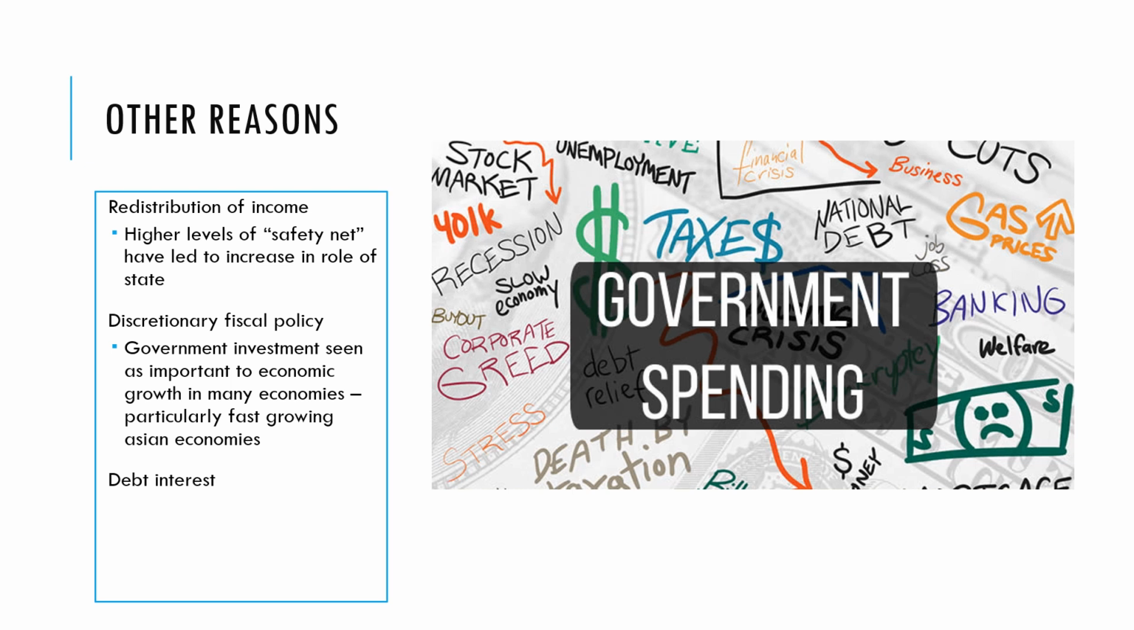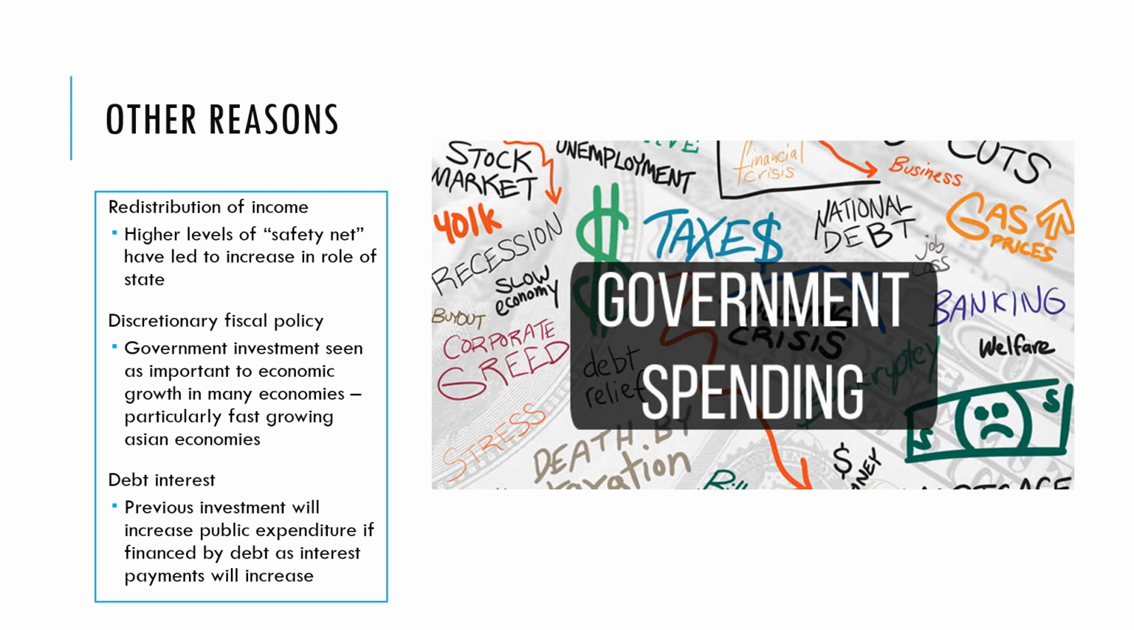And lastly is debt interest. If a government has previously got large national debts and they have to pay interest on these debts, that payment of interest does count as a form of public expenditure. So therefore, countries with higher debts will have slightly higher public expenditure as a result.